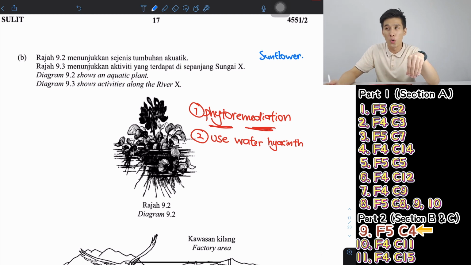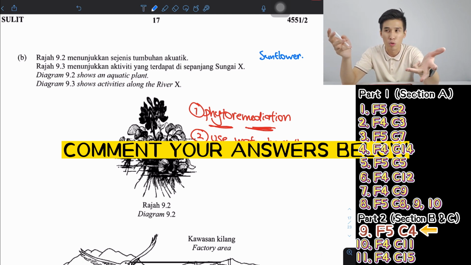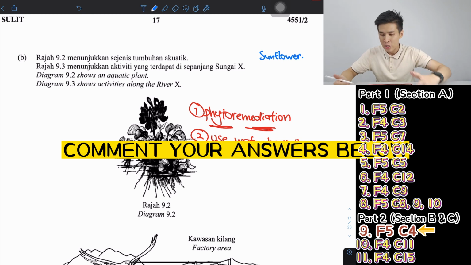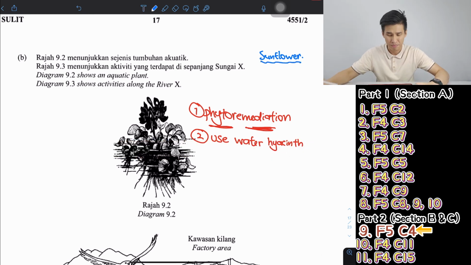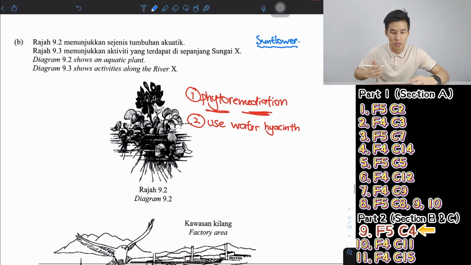So what does the sunflower act as, and what does it do? How does it cure the environment? Maybe you all can comment in the comment section to let other students also know. Try to help each other. For this one I don't want to mention the sunflower, go and find out yourself. Maybe you can comment below and tell me what the sunflower does, how it acts, and how it contributes to phytoremediation.